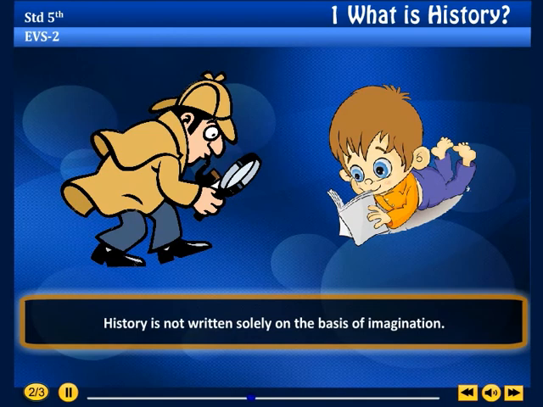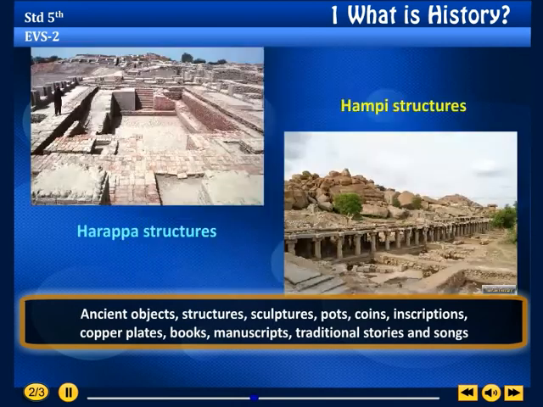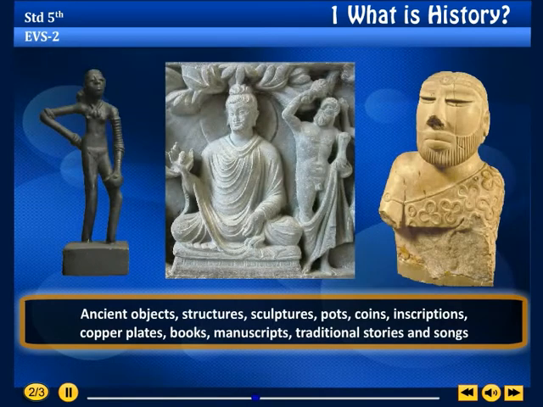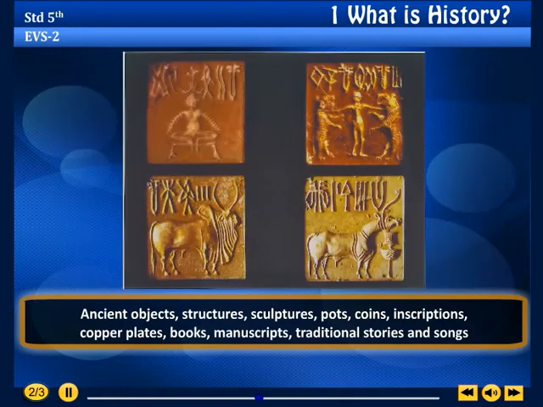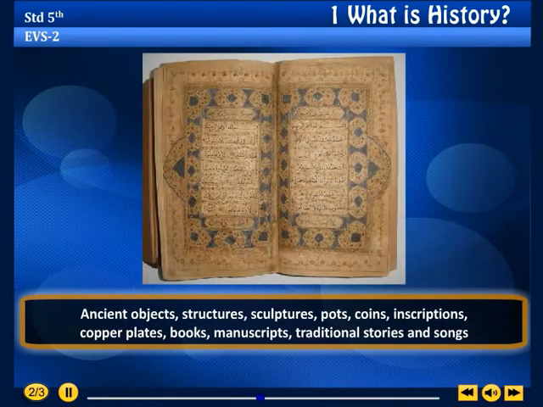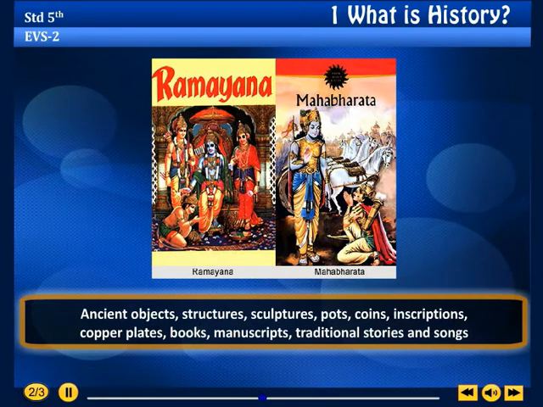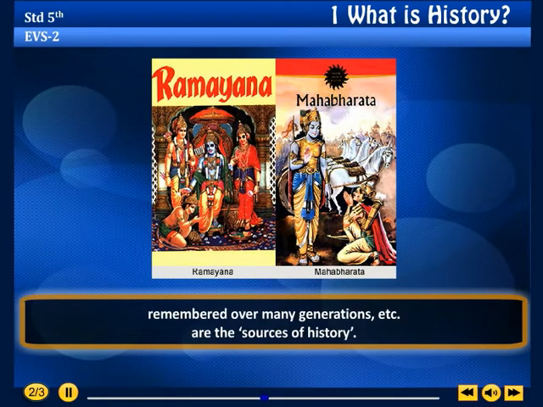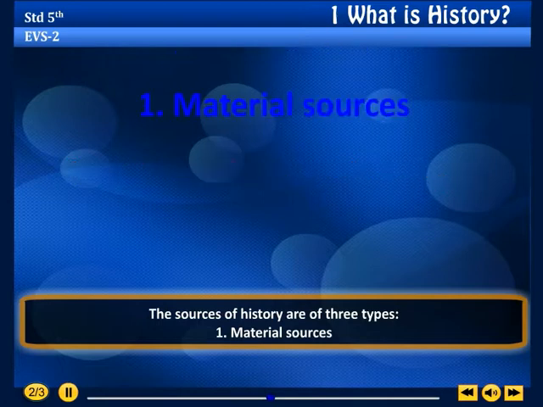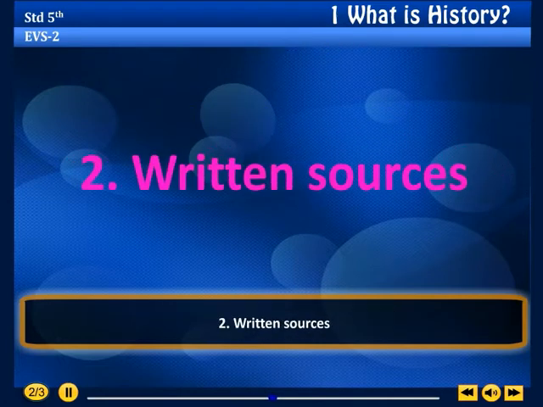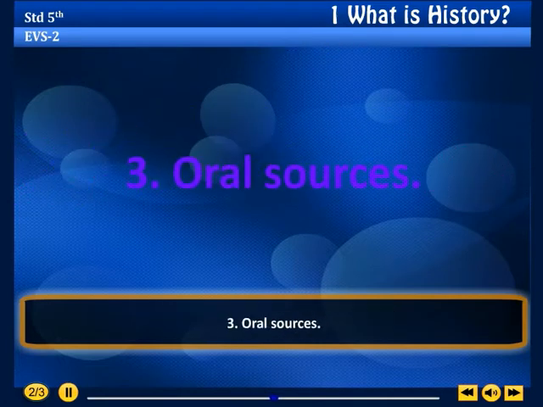History is not written solely on the basis of imagination. Ancient objects, structures, sculptures, pots, coins, inscriptions, copper plates, books, manuscripts, traditional stories, and songs remembered over many generations, etc., are the sources of history. The sources of history are of three types: 1. material sources, 2. written sources, 3. oral sources.